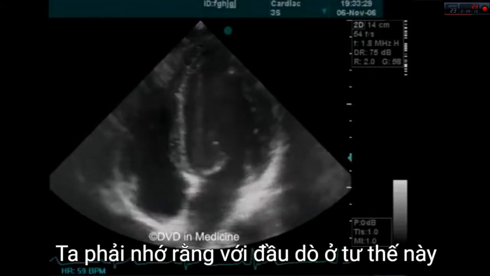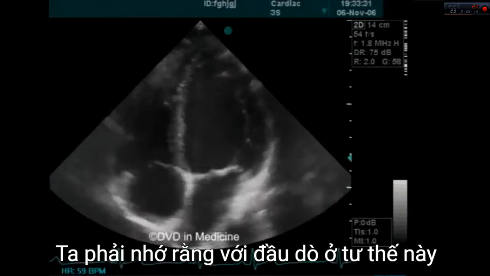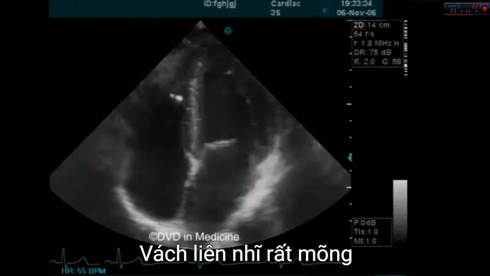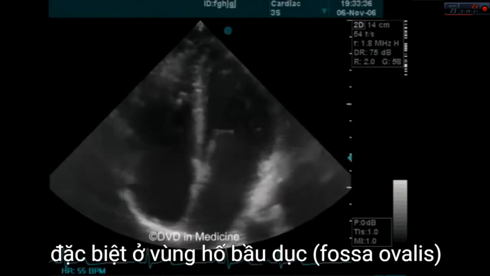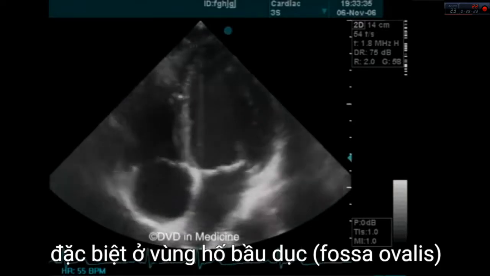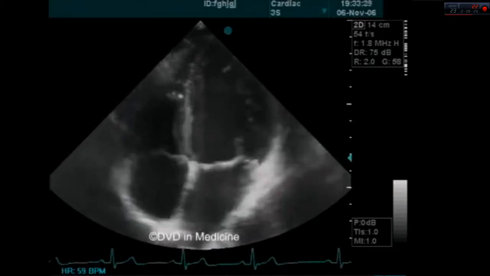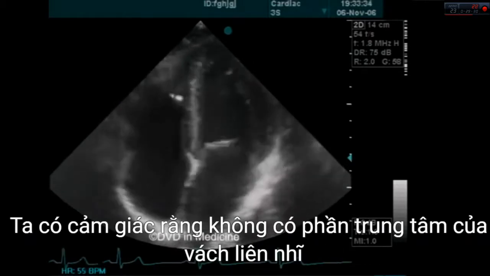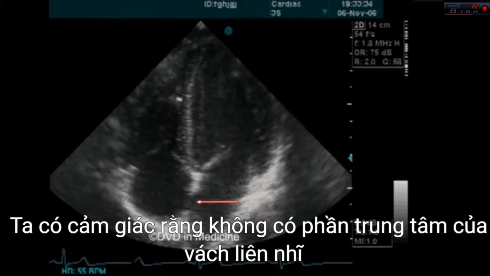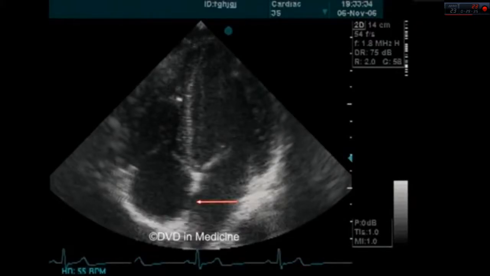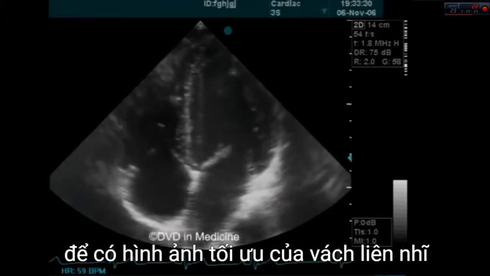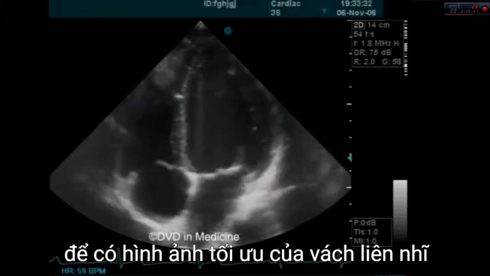One should keep in mind that with the transducer in this position, ultrasonic beams are parallel to the interventricular and interatrial septums. The interatrial septum is very thin, especially in the region of the fossa ovale. By using the apical approach, one gets the impression that the central part of the interatrial septum is absent. In this case, one should use the subcostal approach for optimal visualization of the interatrial septum.